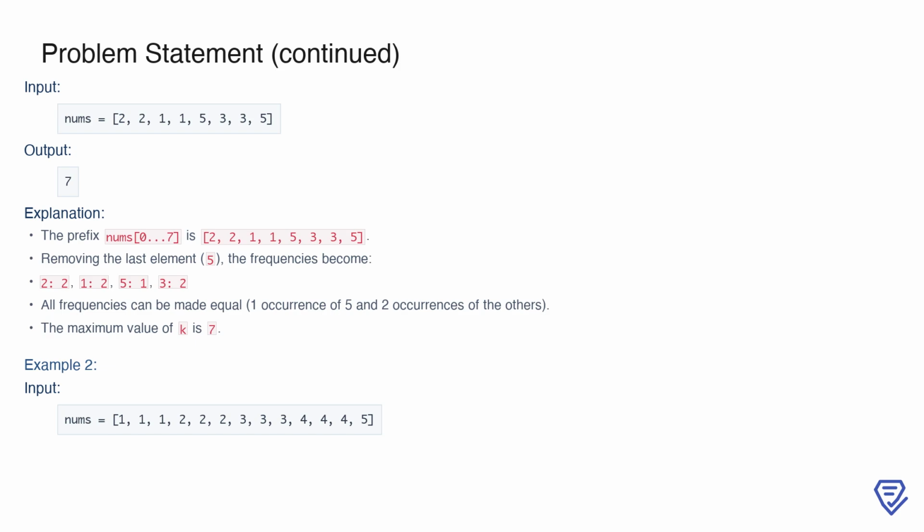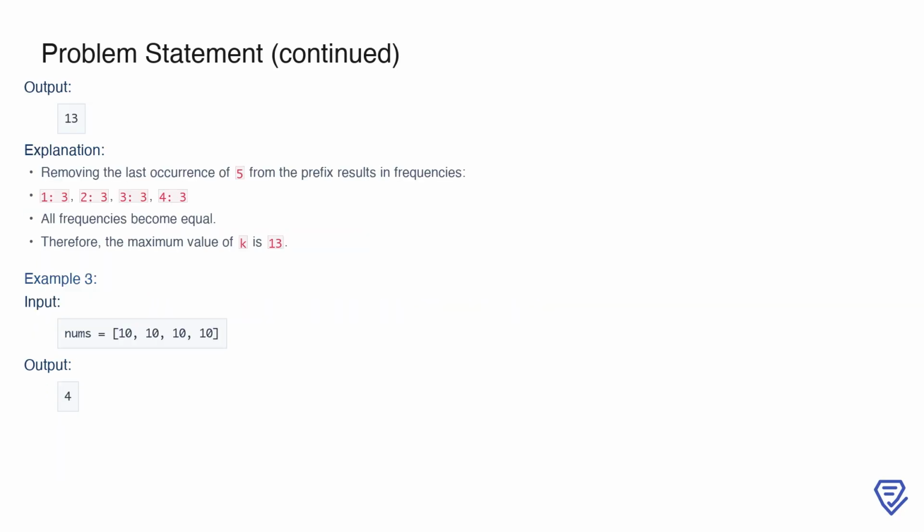The input array is nums equals 2, 2, 1, 1, 5, 3, 3, 5. The output is 7, meaning the prefix nums[0..7] satisfies the condition when we remove at most one element. In this case, removing the last element, which is 5, results in the frequencies 2 for 2, 2 for 1, 2 for 3, and 1 for 5. After the removal, all the remaining elements in the prefix have equal frequencies, two occurrences of each number except for 5. This makes 7 the maximum value of k for which this condition holds. This example demonstrates how removing a single element can balance the frequency distribution across all integers in the prefix.